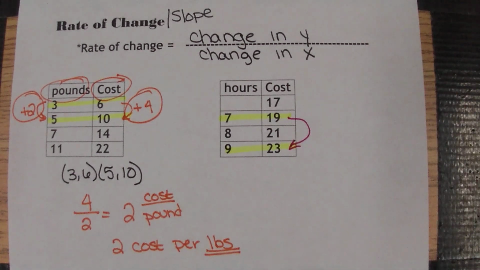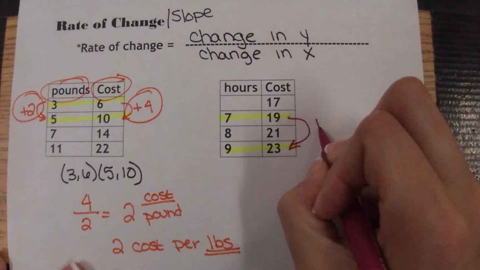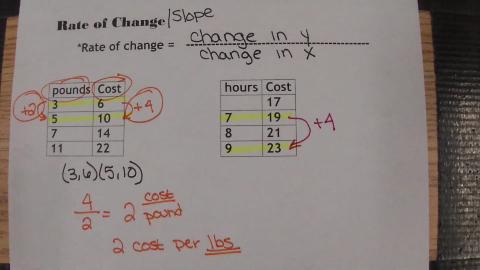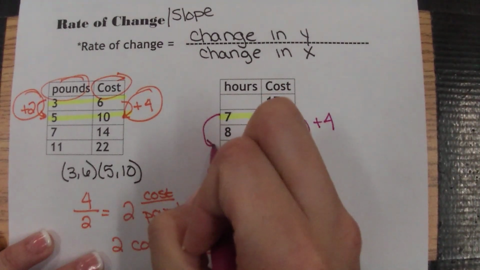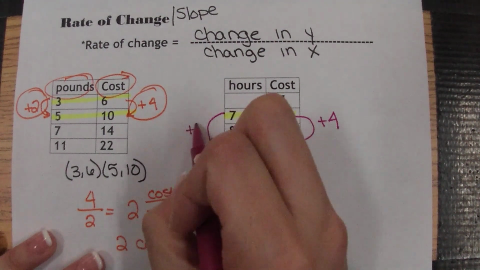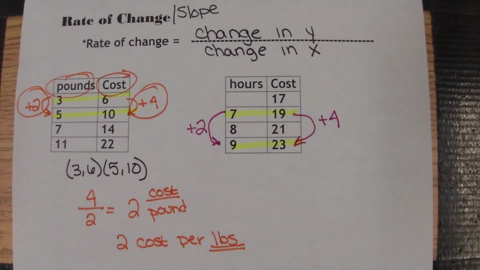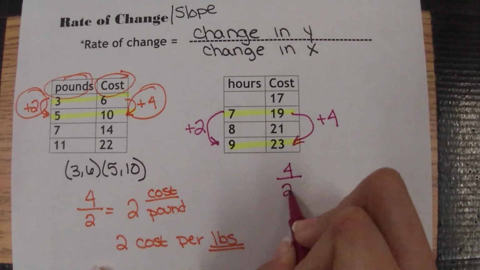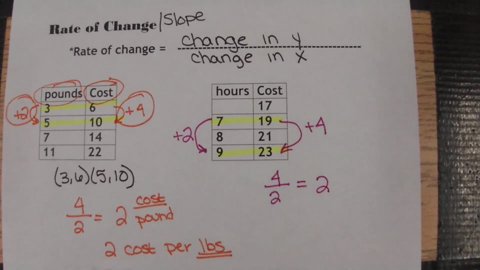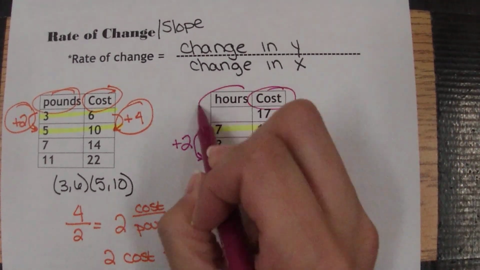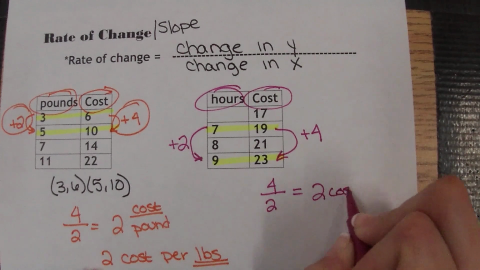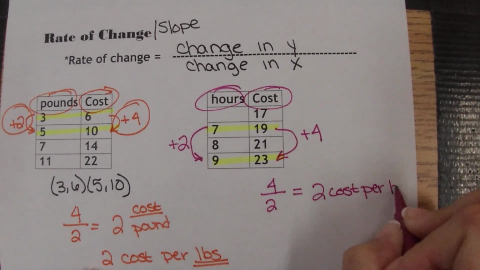What would we do to get from 19 to 23? We add 4. What do we get from 7 to 9? We add 2. Again, as long as we reduce, we'll get the same answer. This one will be our cost per hour.